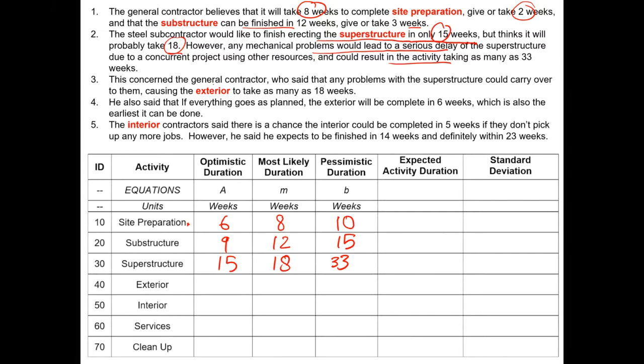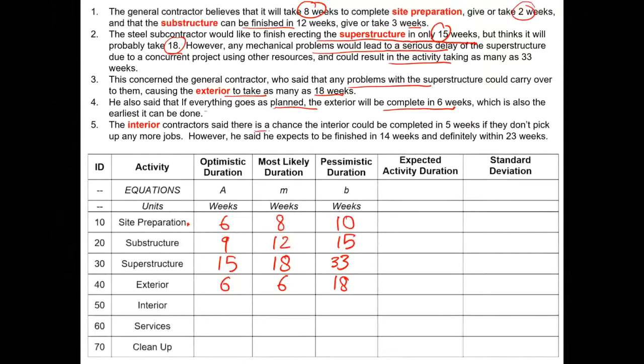And likewise, we can continue this. The general contractor said that any problem with the superstructure could carry over to them, causing the exterior to take as many as 18 weeks. He said if everything goes as planned, the exterior will be complete in 6 weeks, which is also the earliest it could be done. So the exterior subcontractor is telling us his optimistic and most likely time is 6, but the worst case scenario could be 18 based on the problems with the mechanical works.